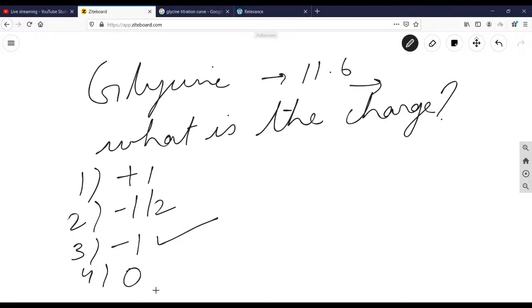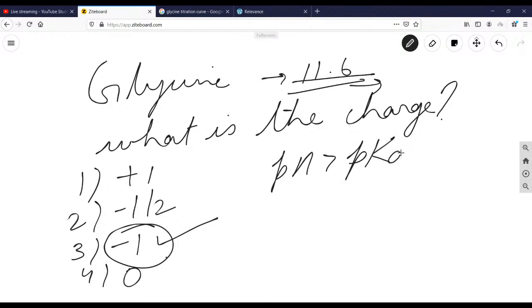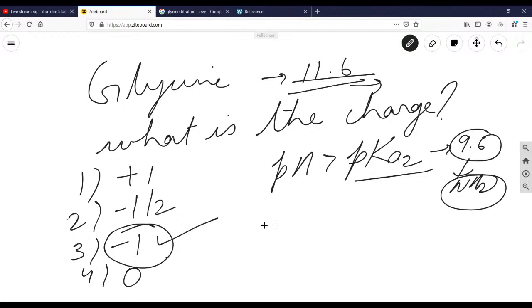Correct answer is -1, but I cannot ask you to mug it up. Mugging up is not the case here. In biology, nothing shall be mugged up. So that is how it is proved that -1. I proved it to you right now that 11.6 means the pH is more than pKa2. pKa2 is 9.6 for the amine group. So complete deprotonation will happen. So you will be having it like this.